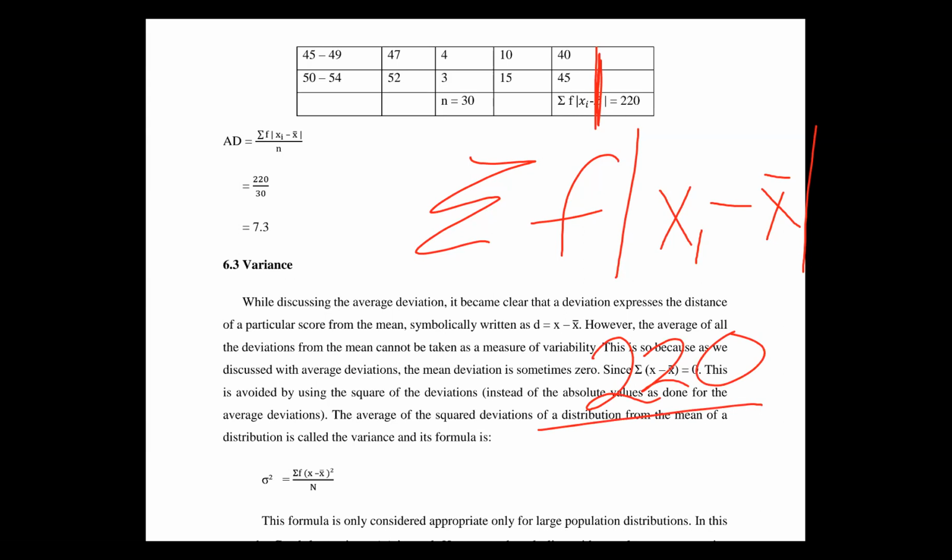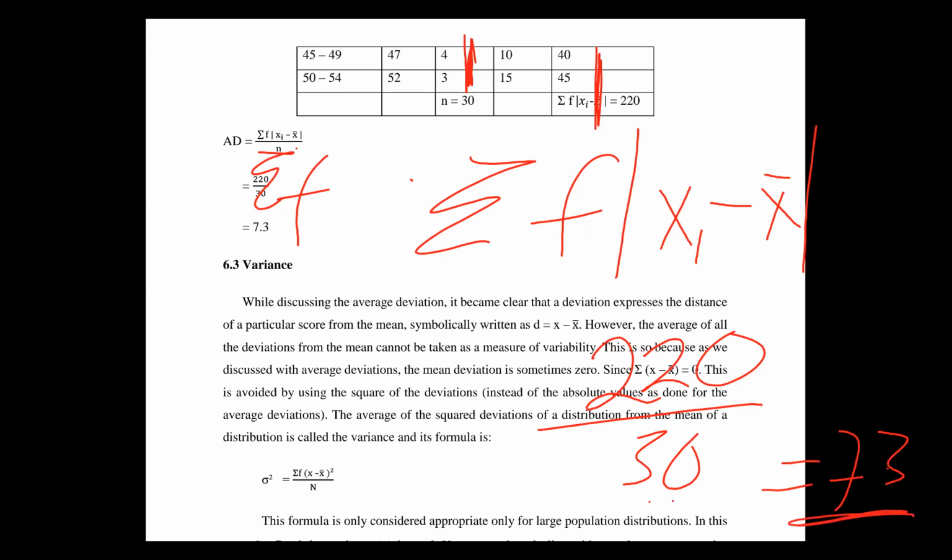You divide by the total n, the total sample size, which is the summation of f. You sum all those frequencies, and you find a total of 30. Then you do your division, and you find 7.3. Now this 7.3 is called the average deviation, okay? For the grouped data, of course, not for ungrouped data. Is that clear? Yes, it's clear.